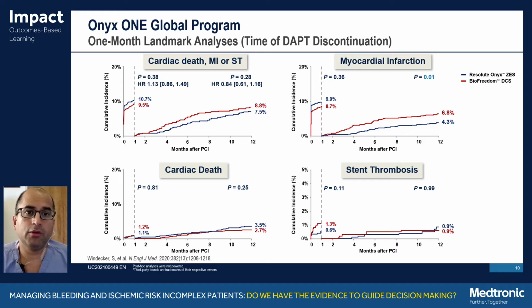I will comment, though, that in terms of angiographic success, the Onyx stent, because it's a more deliverable stent, was used more effectively within the trial than the BioFreedom stent. That doesn't apply to every single case, but particularly for the tougher cases, because of its stent characteristics, that was something that was observed within this randomized comparison as well. Next slide.